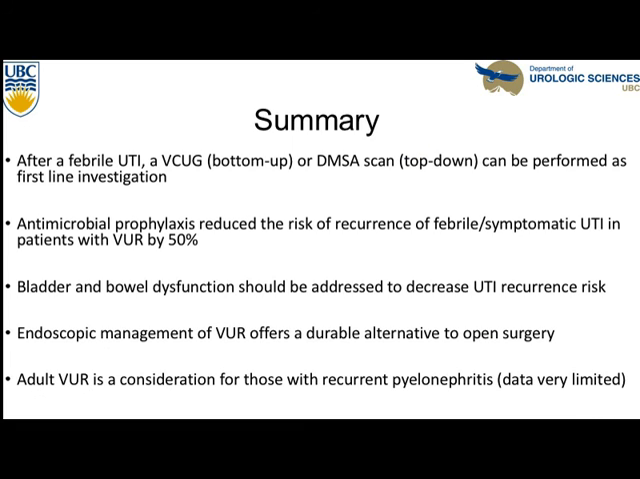So with that, I'm going to conclude my talk with a summary of what I just went through. This is by no means, as Dr. McNeely said, an overarching and comprehensive review of reflux, but more snippets of what's been out there recently. After a first febrile UTI, a VCUG or a DMSA scan, depending on which approach you use, can be performed as a first-line investigation. Antimicrobial prophylaxis reduces the risk of recurrence of febrile or symptomatic UTI in patients with VUR by 50%. Bladder and bowel dysfunction should be addressed to decrease UTI recurrence risk.